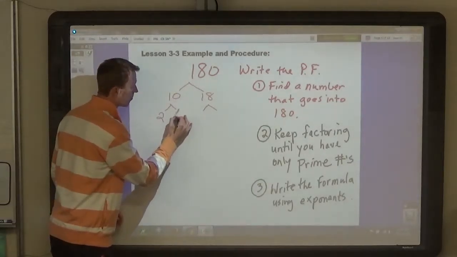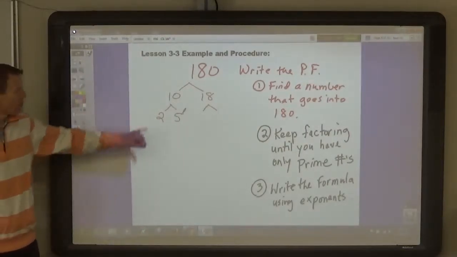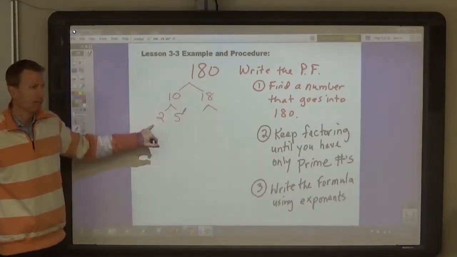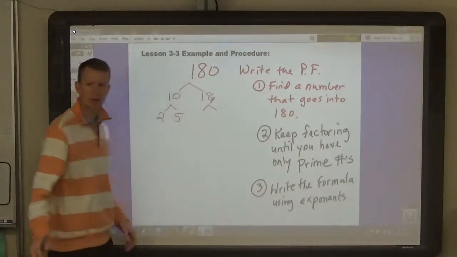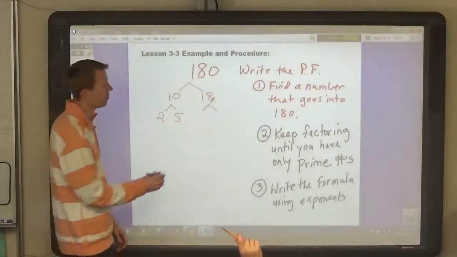Good. 2 and 5 are factors of 10. And they're prime, so we can stop. But we can't stop with 18. What goes into 18? Jacob? 9 and 2.